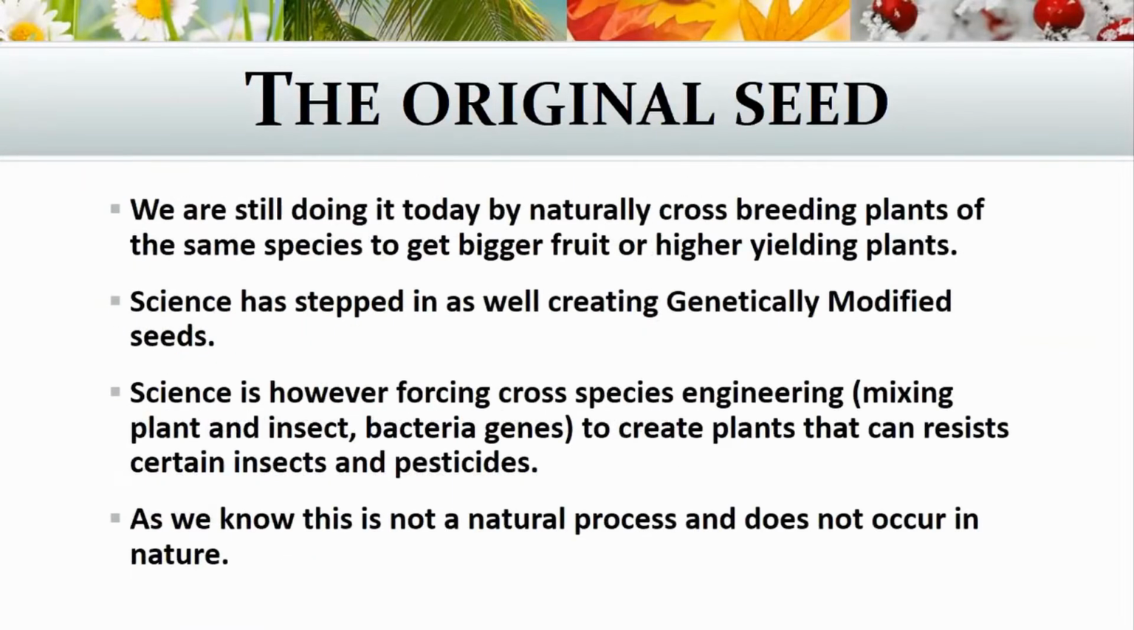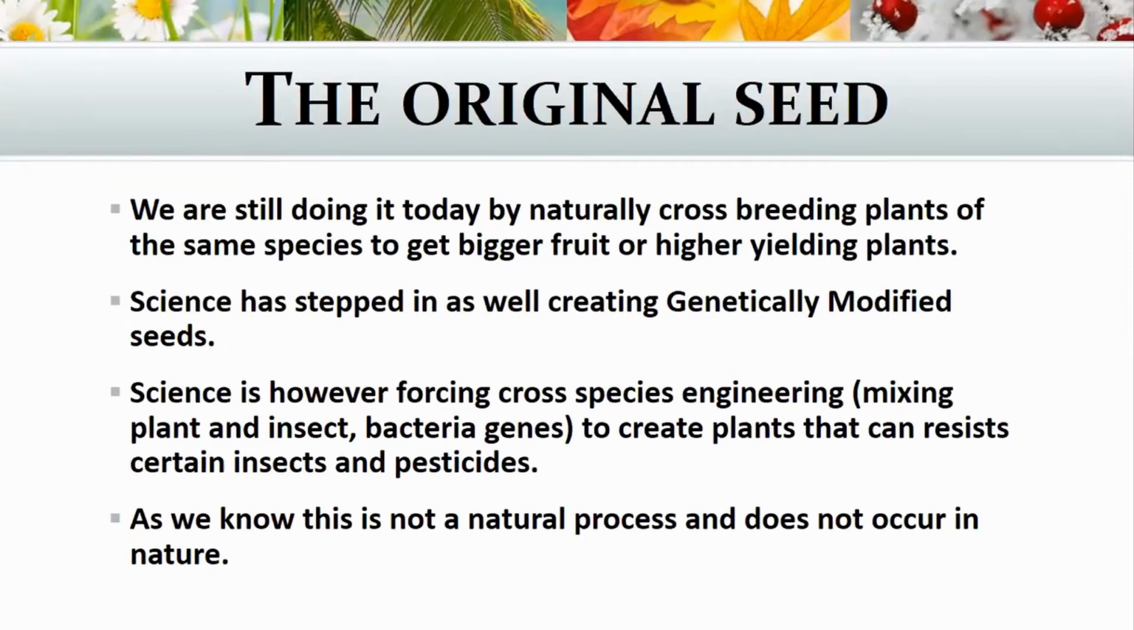We're still doing it today by naturally crossbreeding plants of the same species. A lot of growers will do that to try and get a bigger fruit, higher yielding plants. So it's all a crossbreeding which does happen naturally in the environment as well.